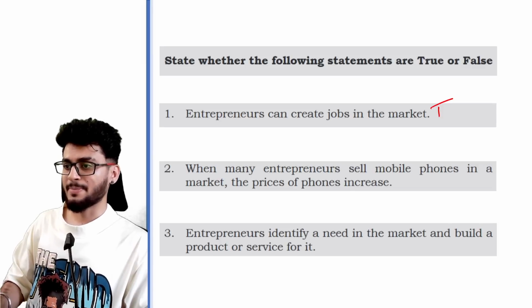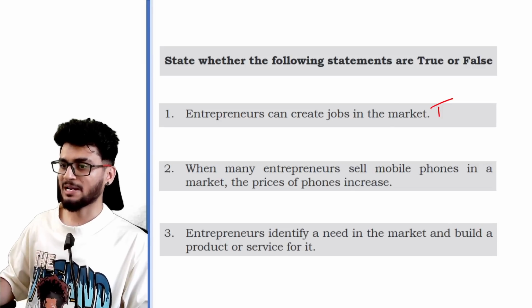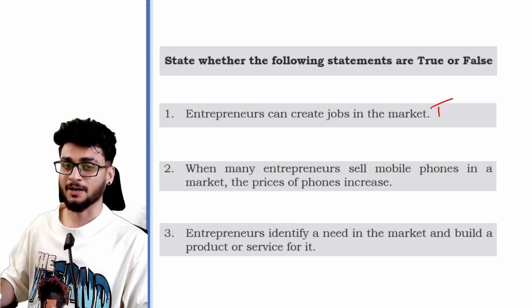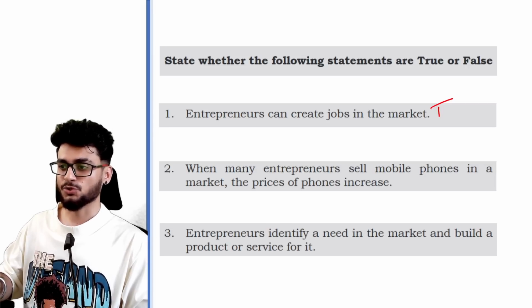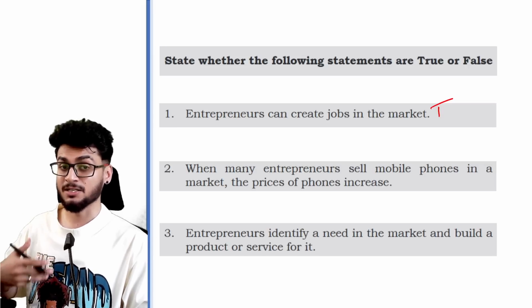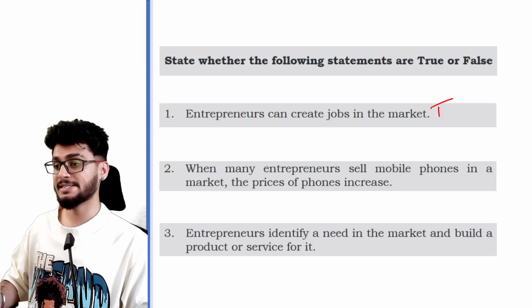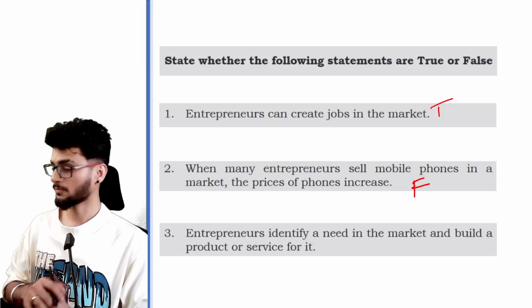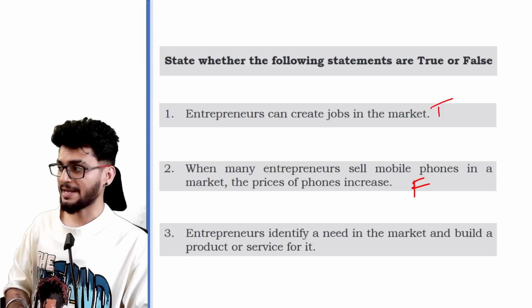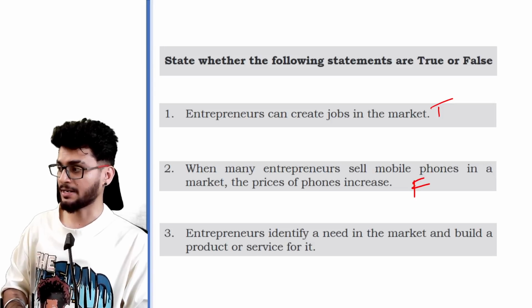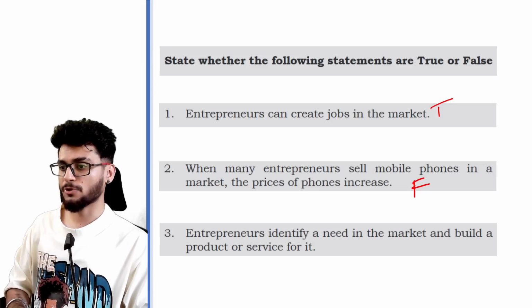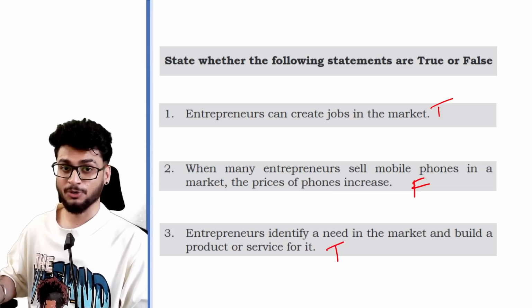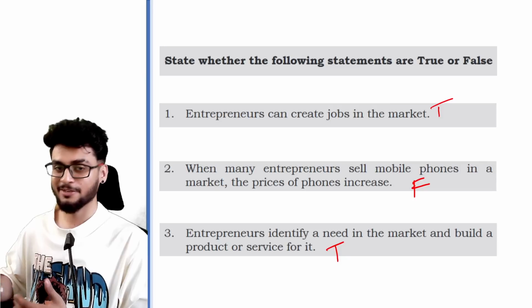When many entrepreneurs sell mobile phones in a market, the prices of phones increase. We just saw that if there is competition in the market, everyone wants to give more discount so that the customers come to them. So basically the price should decrease. So this is false. Entrepreneurs identify a need in the market and build a product or service for it. Exactly, that is right. That's what entrepreneurs do. And at the same time, they want to earn money.